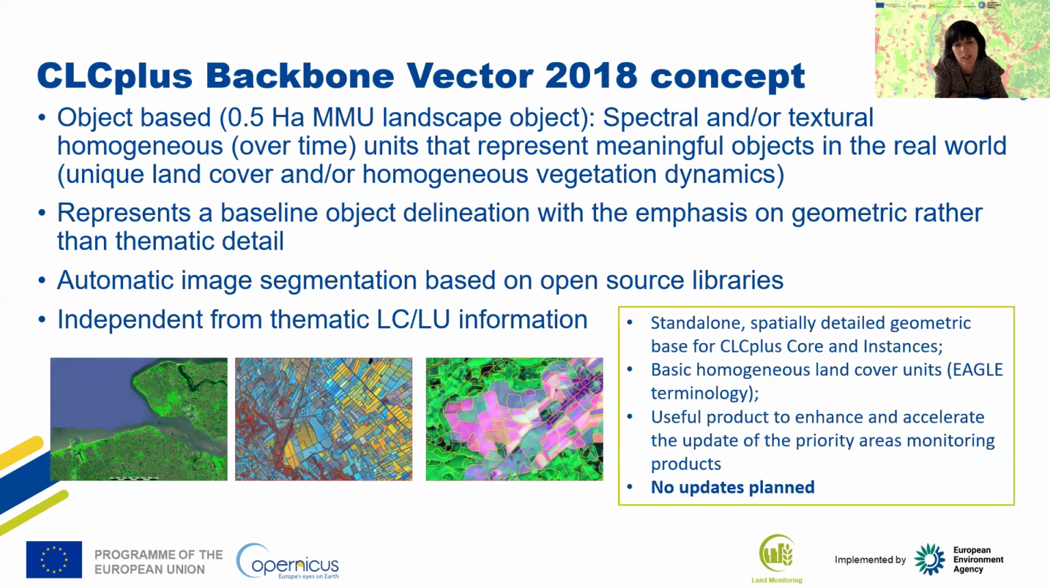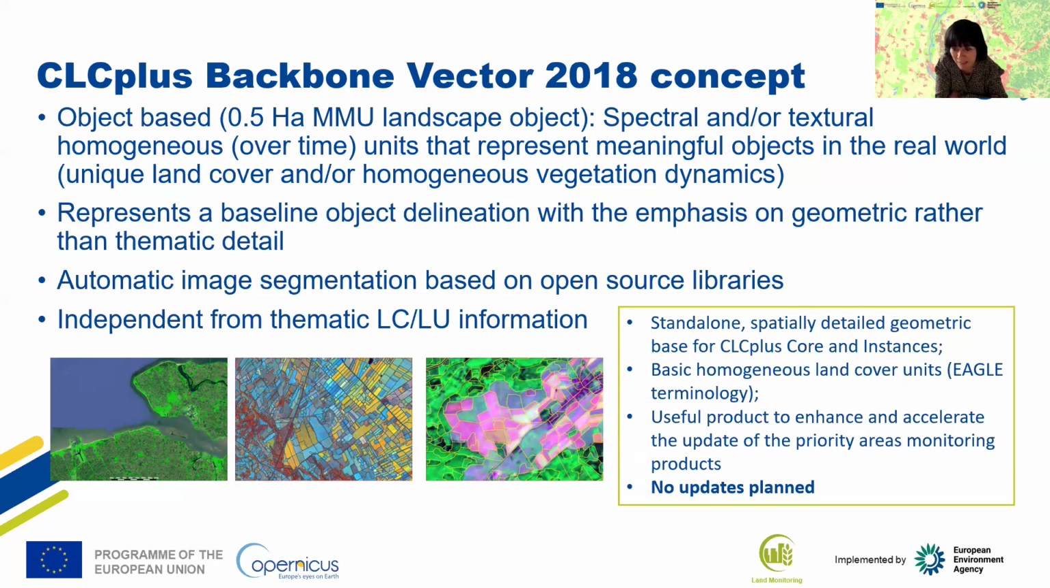So the core and the instances that Manuel has presented and that you will see some examples from Tobias. The second one was to have exactly these land cover units homogeneous in its sense, so not purely thematic based, but homogeneous using the EAGLE terminology. To have a useful product that could help enhancing the priority areas monitoring of the CLMS as well, so as a basis for the different vector products on the CLMS. And for the moment, to my knowledge, there are no updates planned on it.